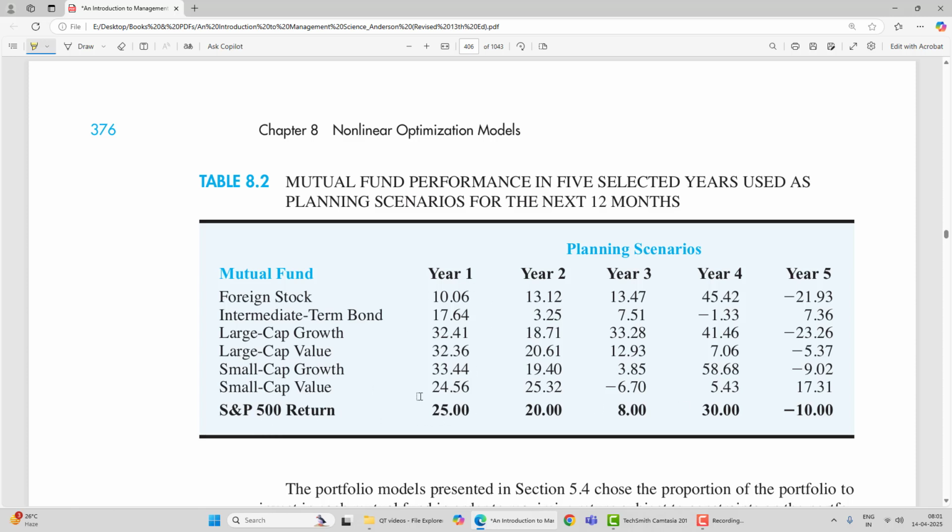In the first year, the S&P 500 gave a 25% return. In the second year, it gave a 20% return. So we want a combination of our investments into these various six mutual funds which will give us returns very close to the S&P 500 returns in these scenarios. So that is our objective.